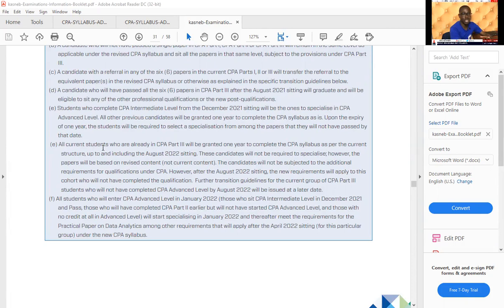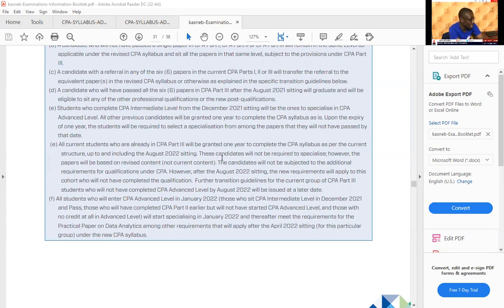All current students who are already in CPA Part 3 will be granted 1 year to complete the CPA syllabus as per the current structure, up to and including August 2022 sittings. These candidates will not be required to specialize. However, the papers will be based on the revised content. That is what you should understand.